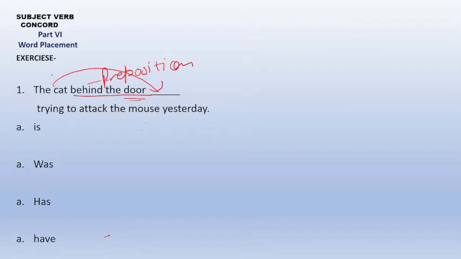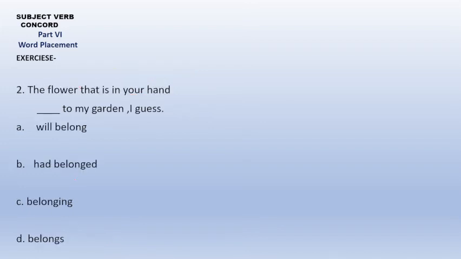Is will not be placed here because we have the word yesterday, and that indicates the past tense. Because the subject is singular in number and in past form, that is why we use was. The cat behind the door was trying to attack the mouse yesterday. Has will not be placed here, have will not be placed here. The flower that is in your hand dash through my garden, I guess. The flower that is in your hand belongs to my garden, I guess.